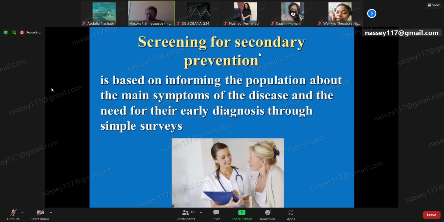And if patients will be informed, they can perform procedures of self-diagnostics. And after that, of course, they should come to the doctor for a confirmation of their ideas.